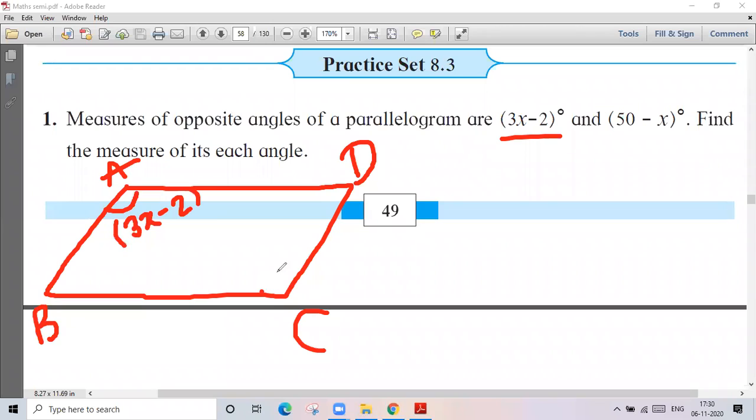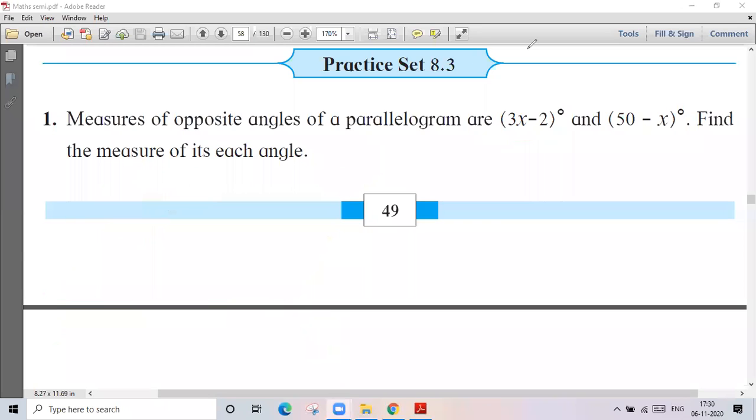Then this is 50 minus x. Then this is 50 minus x. Opposite angles. So we know very well that the opposite angles of a parallelogram are what? Congruent. Opposite angles of a parallelogram are congruent, right? So we start writing here.